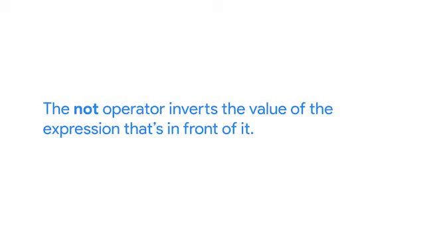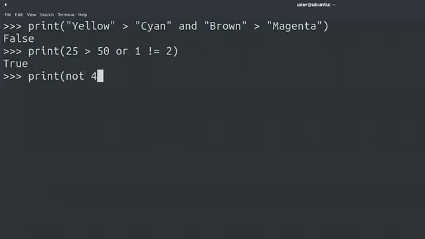Last up, the NOT operator inverts the value of the expression that's in front of it. If the expression is true, it becomes false. If it's false, it becomes true, just like this. Logical operators are important because they help us write more complex expressions. We'll see this in action in the next few videos.